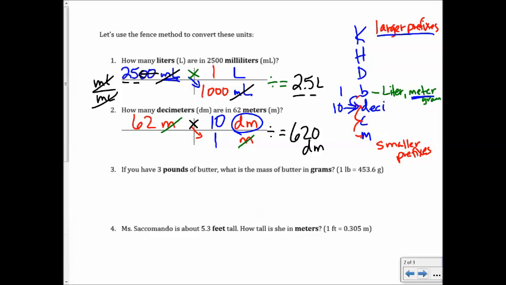Now let's look at a metric to English one. Actually, this is an English to metric one, because we're going from pounds to grams. Now, on the English to metric conversions, guess what? In a sense, they're kind of easier, because the English units don't have a base 10, they don't have a system to them. They're all pretty random. So what do we always have to do for those?